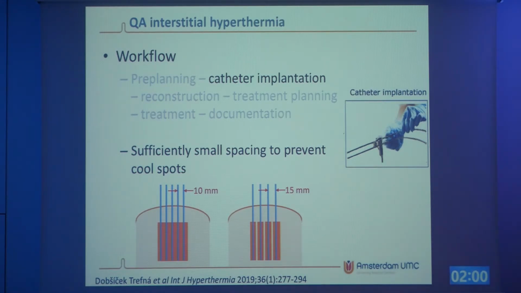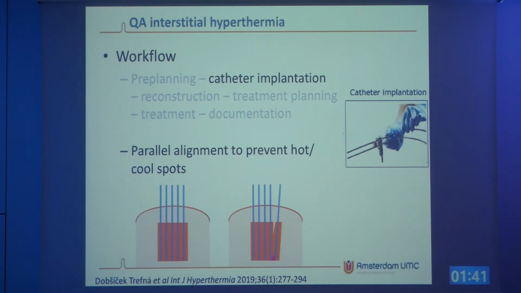and this is again, what sort of spacing do you need? Usually with a very highly perfused region, which most of our locations are, the implant spacing needs to be in the region of 10 millimeters in between. Otherwise you get cool spots between your applicators. And you need to assure that you have parallel implant and alignment, because otherwise you might have a risk of cool spots and also hot spots.